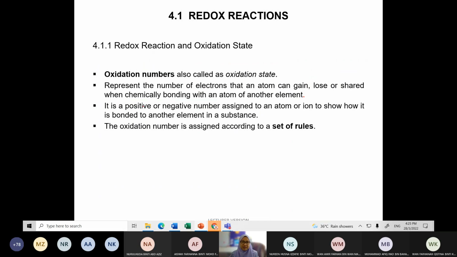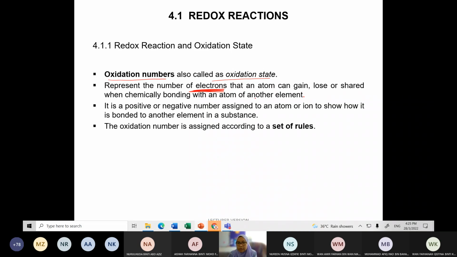Okay. Oxidation number. So oxidation number is also called oxidation state. It represents the number of electrons that an atom can gain, lose, or share when chemically bonding with an atom of another element.